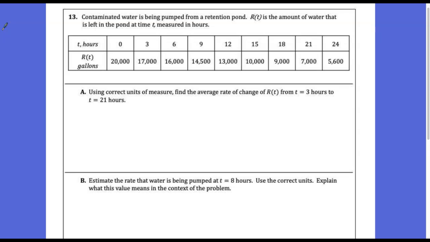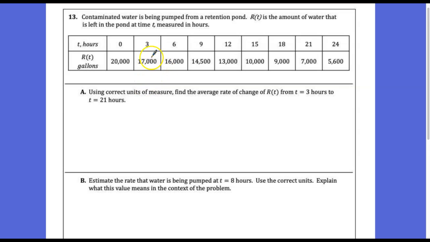In Unit 5, Homework 1, number 13, we're told that contaminated water is being pumped from a retention pond. R of t is the amount of water that is left in the pond at time t, measured in hours. In Part A, using correct units of measure, find the average rate of change of R of t from t equals 3 hours to t equals 21 hours.